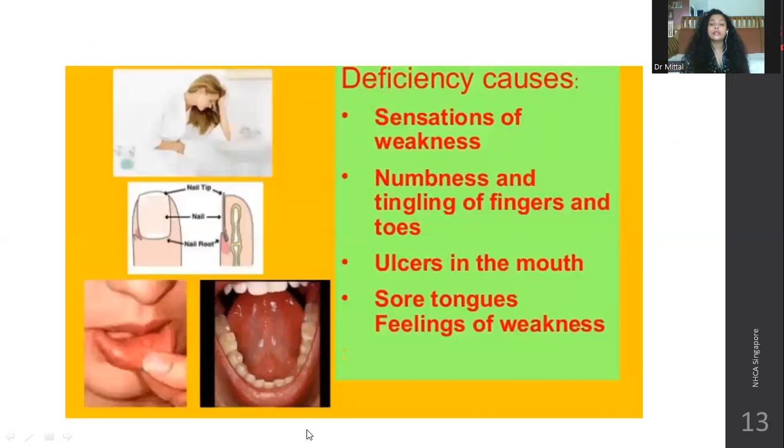Deficiency: sensations of weakness, numbness, tingling of the fingers and toes. As I mentioned earlier, this numbness, paresthesia is commonly associated with most of the vitamin B complexes, because majority of the vitamin B complexes which we have discussed have certain association with the health of the central nervous system. Okay. Ulcers in mouth, sore tongue, feelings of weakness or fatigue. Okay.